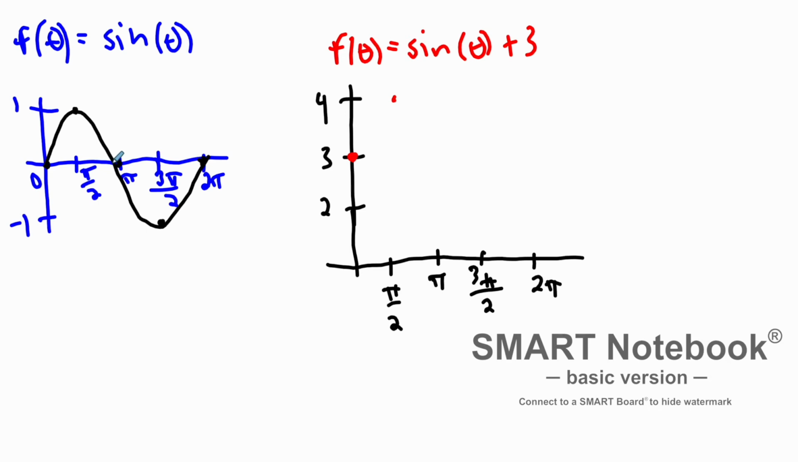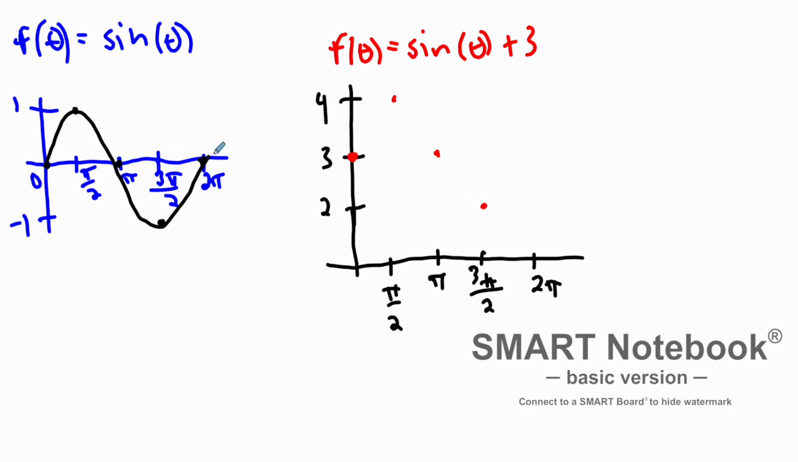My next point, pi, was at 0. And again, 0 plus 3 gives me 3. Next, we had 3 pi over 2. That was at negative 1. So if I do negative 1 plus 3, that's going to give me 2.